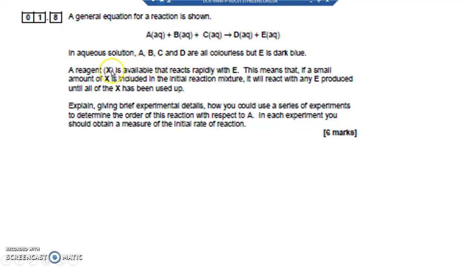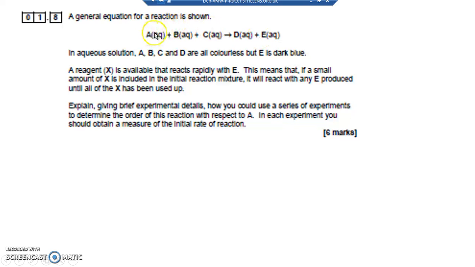However, you can add a reagent X, and what X does is it reacts with E. And so as it reacts with E, there won't be any blue colour. But when X runs out, then E is produced and the blue colour appears. So whilst X is still not fully used up, E won't be produced and it won't be blue. It's only when X runs out that E will appear.